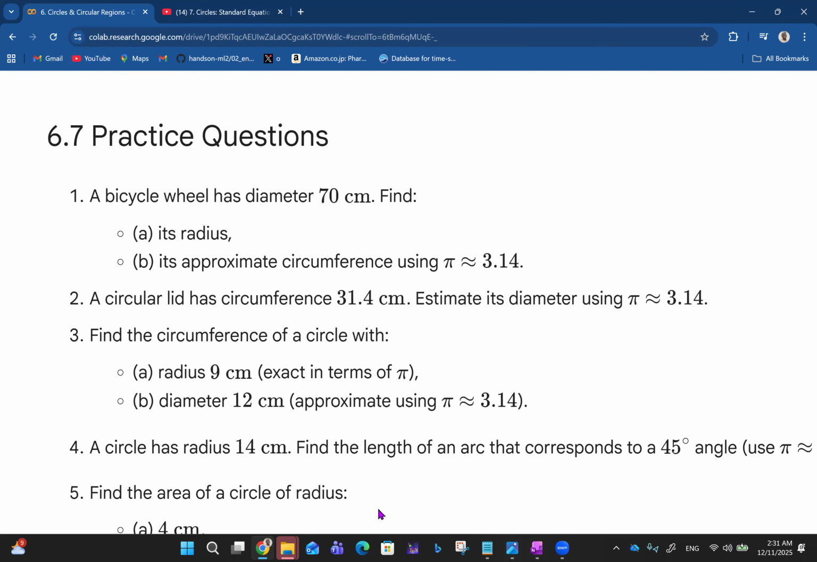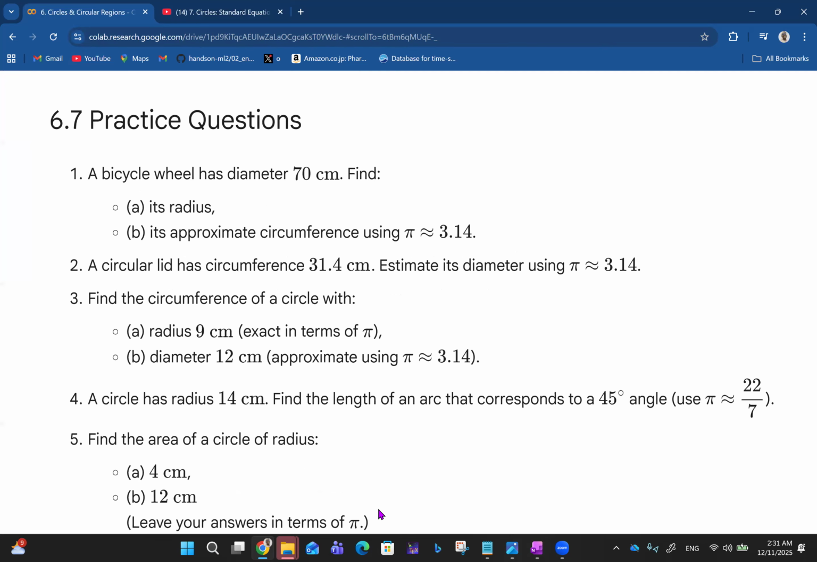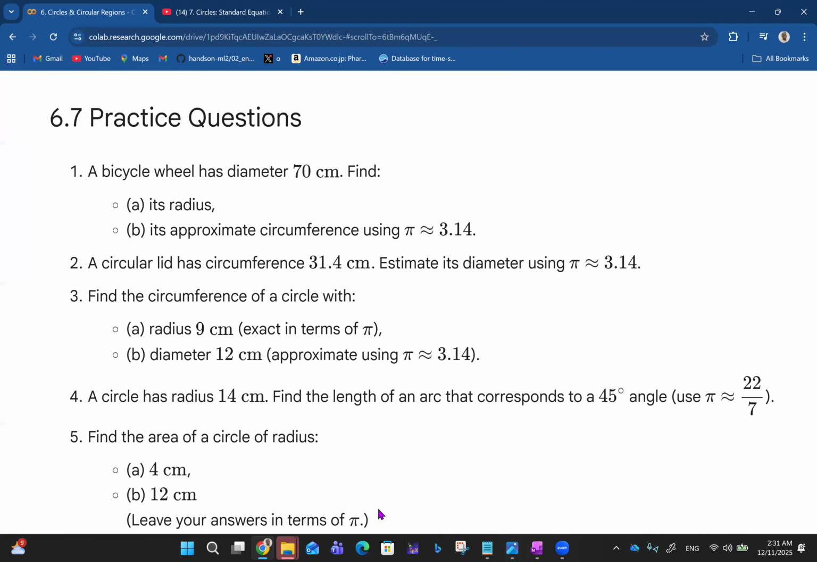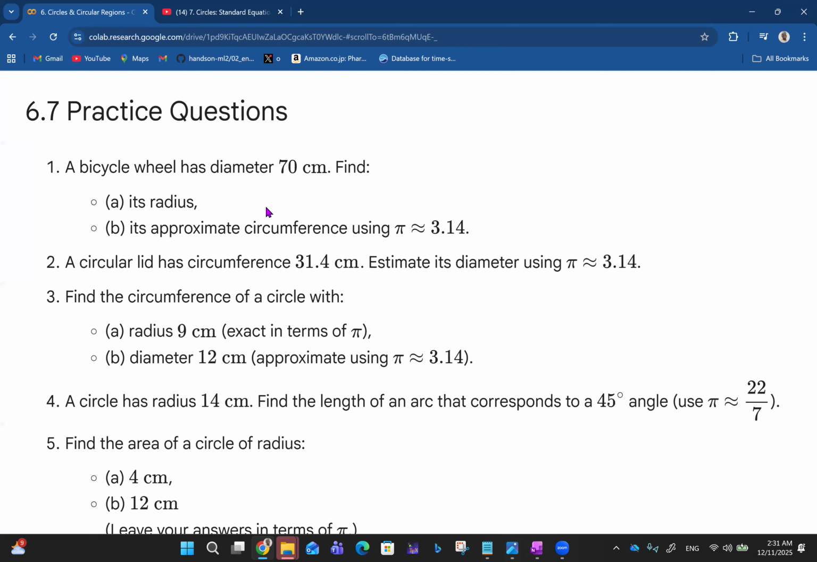And then with that, we have the practice questions. First question, you have a bicycle wheel with diameter 70 cm. Find its radius. Of course, the radius is 70 over 2, which is 35 cm. Then find its approximate circumference. That's 2 pi r or pi d. So that's 70 times 3.14, and you get your answer.